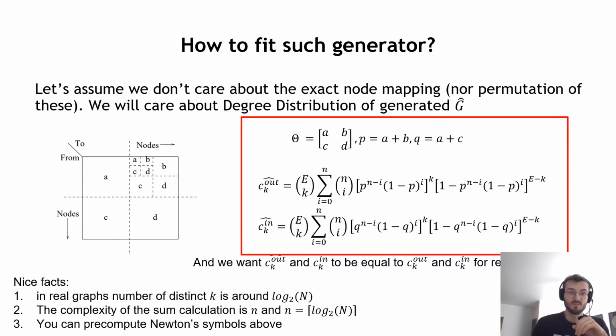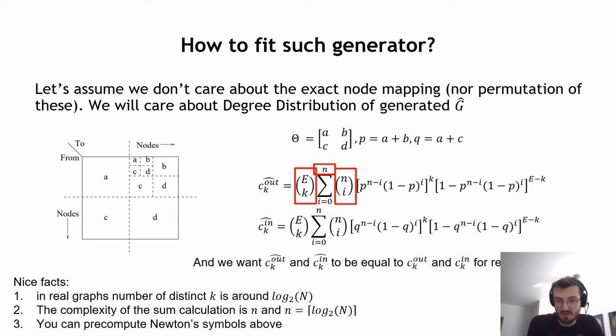These binomial cascade equations might look scary, but they are not scary at all if you think about it for a while. The nice fact about having this particular closed form solution is that, first of all, in a real graph, the distinct k's are around log 2 of n, where n is the number of nodes in the graph, which is cool. The second thing, the complexity of the sum calculation is small n, and the small n is just a ceiling of log 2 n. And also, if you look closer at these Newton's symbols, we can pre-compute them before doing any optimization, finding P and Q.